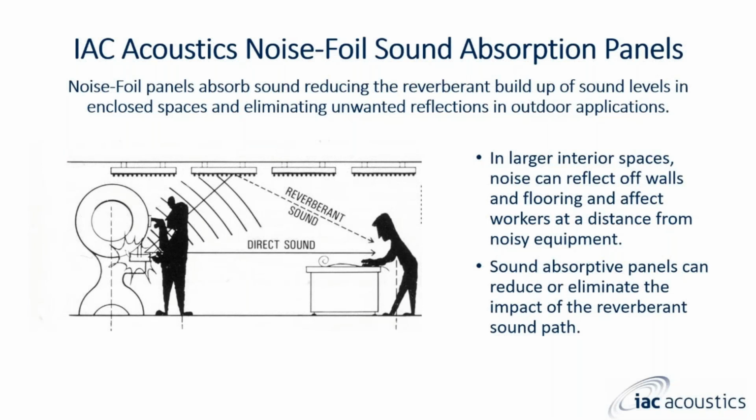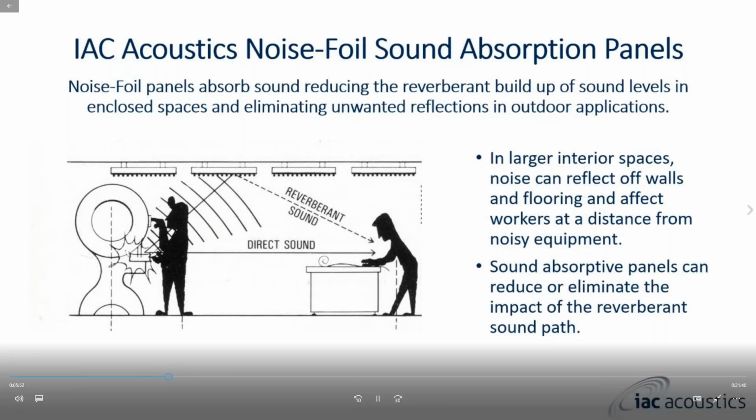But adding sound absorption can minimize the undesirable contributions of the reverberant sound path. The most common locations to add that sound absorption are typically the underside of the roof and walls.